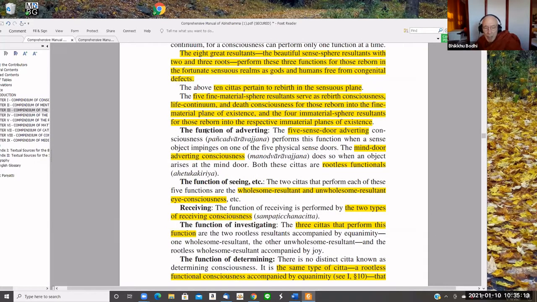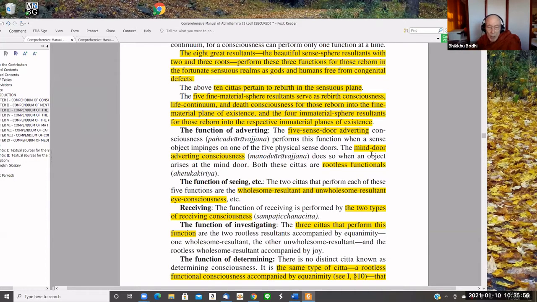Then we come to the function of adverting, turning to the object. And there are two cittas that perform the function of adverting. One is the five sense door adverting citta, which turns to one or another of the sense doors when an object comes at one of the physical sense doors. And then there's the mind door adverting citta, which turns to the object when an object arises at the mind door. You know, the mind is always sort of churning up objects, at a very subliminal level.